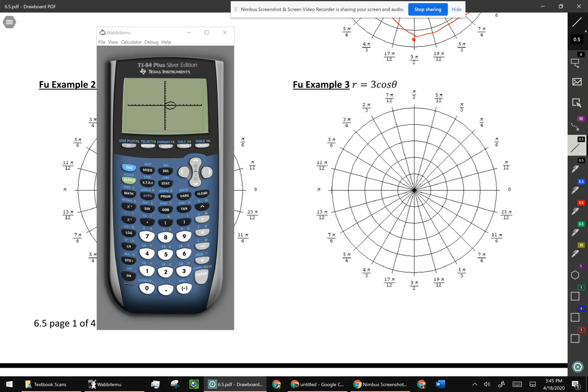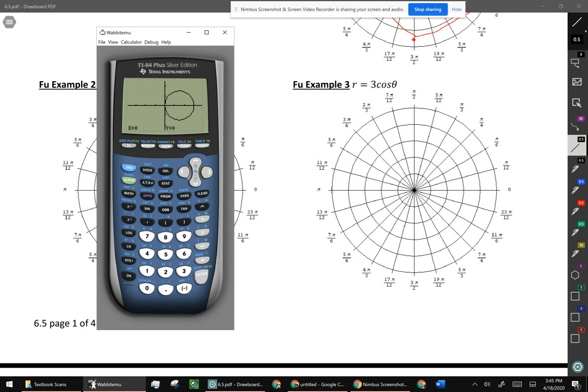As you can see, you're going to end up with a football shape at first if you do zoom standard, so we're going to fix that. I'm going to hit zoom 5. I'm also going to zoom in to get a better look at this thing. And as you can see, we have a circle with a diameter of 3, and it's on the x-axis. It's symmetrical over the x-axis, starting from the origin and to the right.